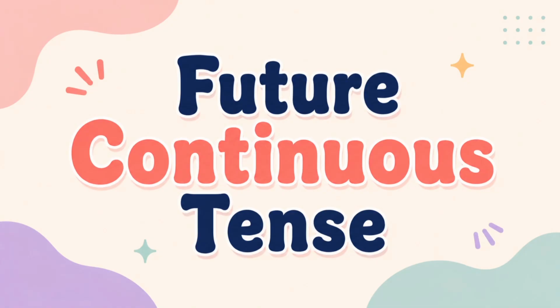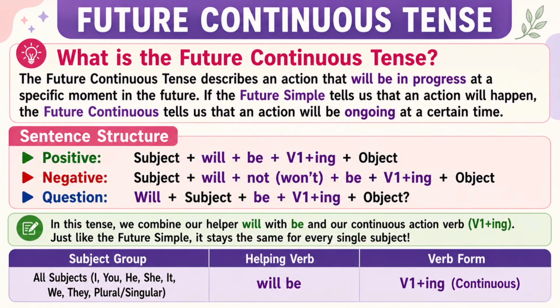Now that you have understood the simple future tense, let's move on to the next tense, the future continuous tense. The future continuous tense describes an action that will be in progress at a specific moment in the future. If the simple future tense tells us that an action will happen, the future continuous tense tells us that the action will be going on at a particular time in the future.